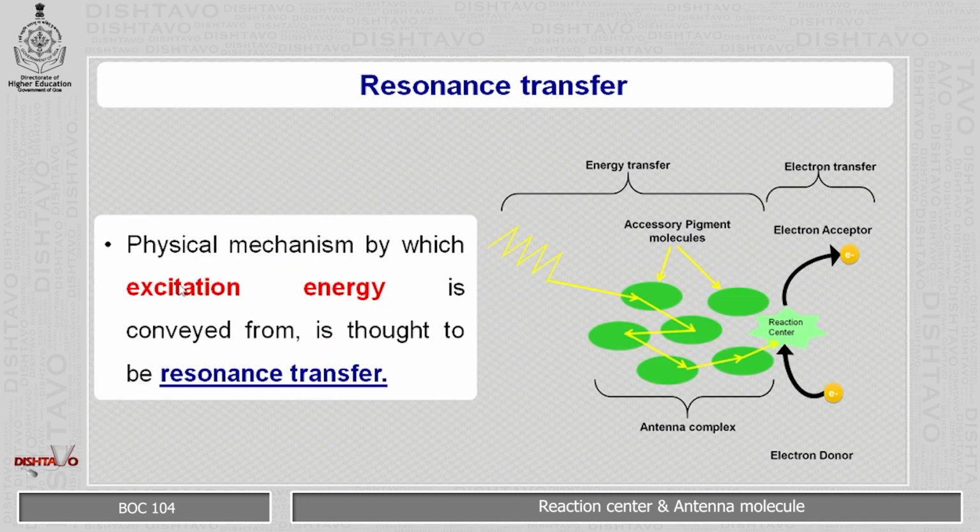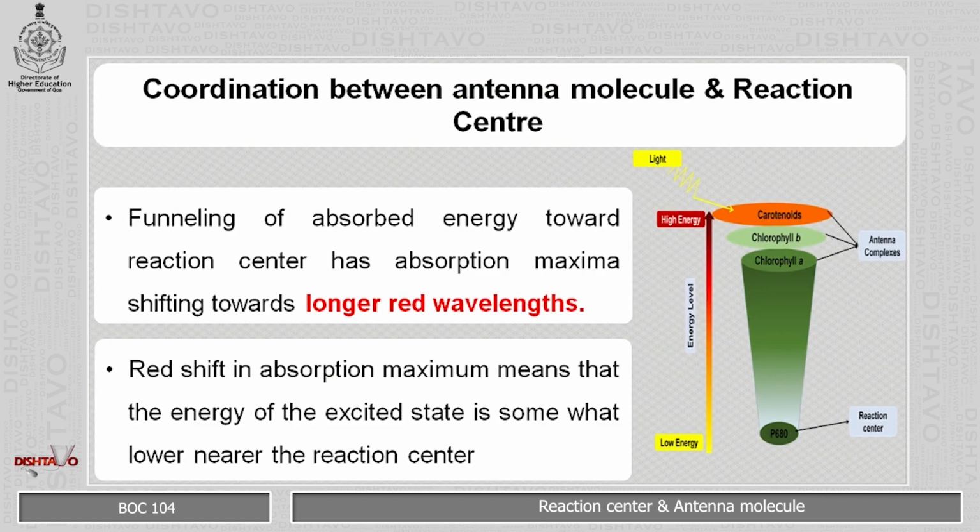Resonance transfer. This is a physical mechanism by which excitation energy is conveyed from one pigment to another. This mode of transfer of energy from one pigment to another pigment to the third pigment happens by resonance transfer. Coordination between antenna molecule and reaction center. Funneling of absorbed energy towards the reaction center occurs as the absorption maxima shift towards the longer red wavelength.